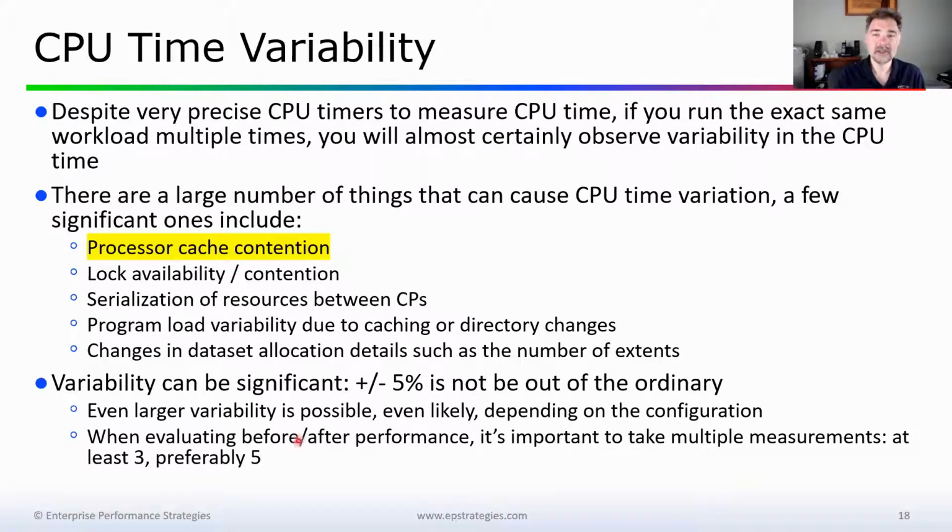So the point down here is that when evaluating before and after performance, it's important to take multiple measurements. If you just do one execution and say, oh, look, my CPU time was 100 seconds, and then you change something and you run it again, and say, oh, look, my CPU time is 102 seconds, that was a negative change, the time went up, that must be bad. That's actually probably well within the range of normal variation. You need to take multiple measurements, try to do an average, throw out the outliers, stuff like that to come to a good conclusion.